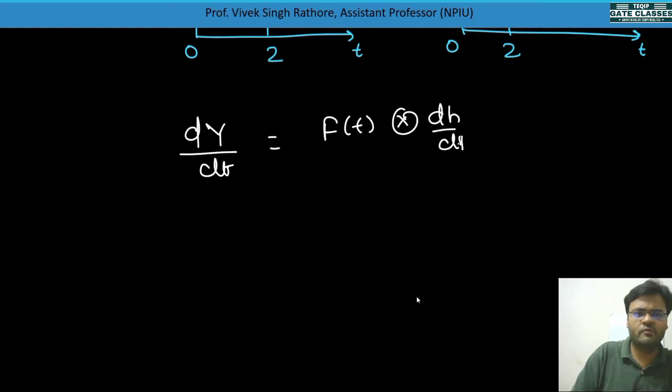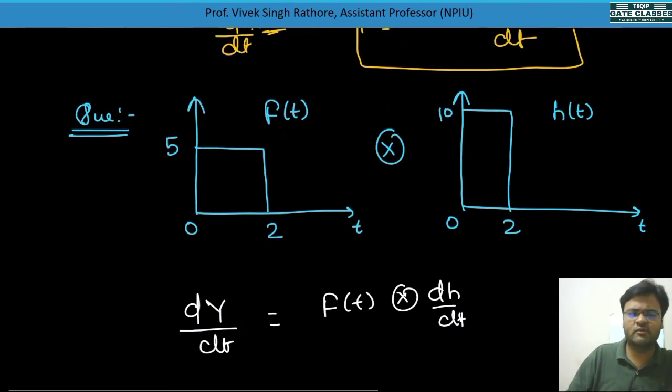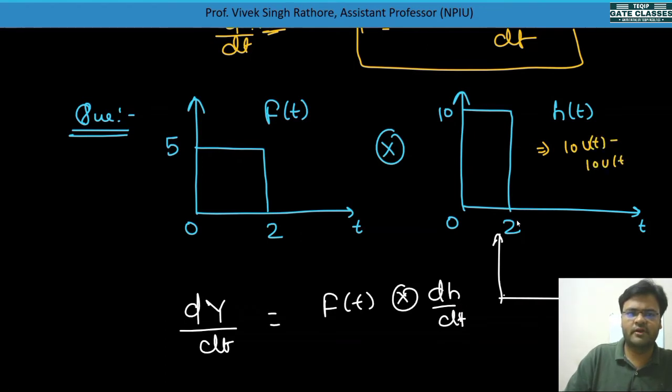So can we do differentiation of any of the signal? So let's do differentiation of dh by dt. What you will get? You will get differentiation, so let's do it here. See, this is a unit step. This can be represented as 10 u of t minus 10 u of t minus 2.